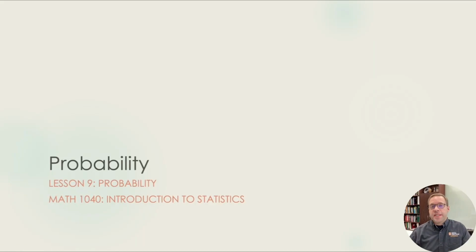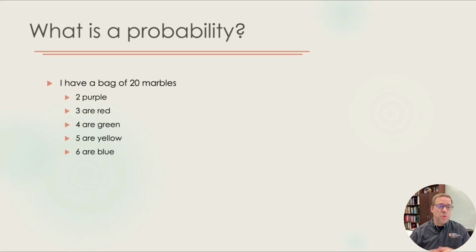In our first segment of lesson 9, we're going to talk about probability itself. We're going to define it. I'll give you a few examples, and we'll talk about different ways to express probability as well. So what is probability? Let's define it this way by looking at an example.